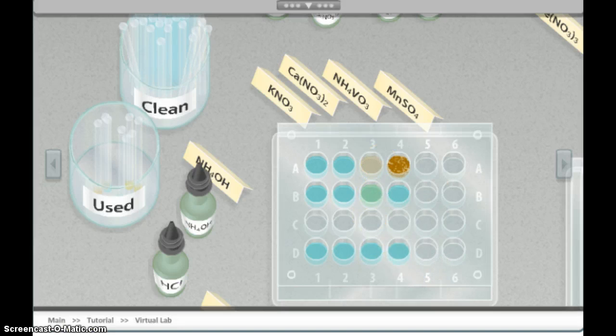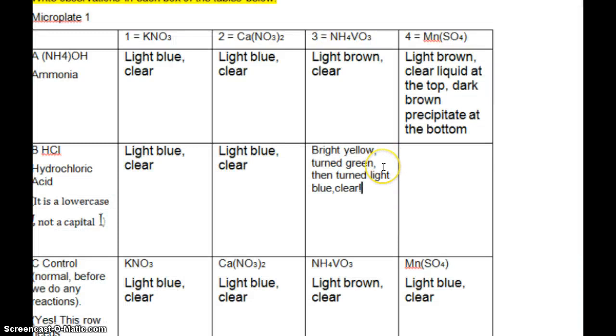So let's write down our observations for this one. So bright yellow turned green, then turned light blue clear. And I put an exclamation point because, come on, that's what it really does in real life. That's pretty cool. How many things do you know? You pour two liquids together and it's like a little miniature rainbow. All right, we'll finish the rest in the next video.